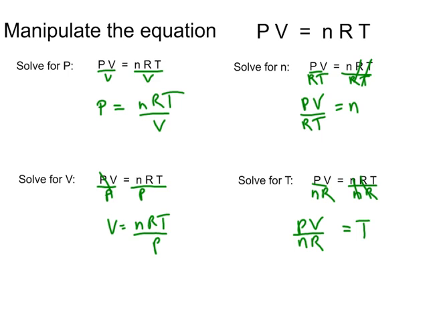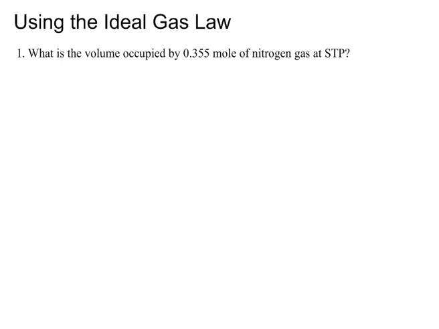I am going to expect that on the test you will be able to manipulate the equation first and show me the manipulated equation before you substitute any numbers in. Let's go through a couple of examples. First example here: what is the volume occupied by 0.355 moles of nitrogen gas at STP?